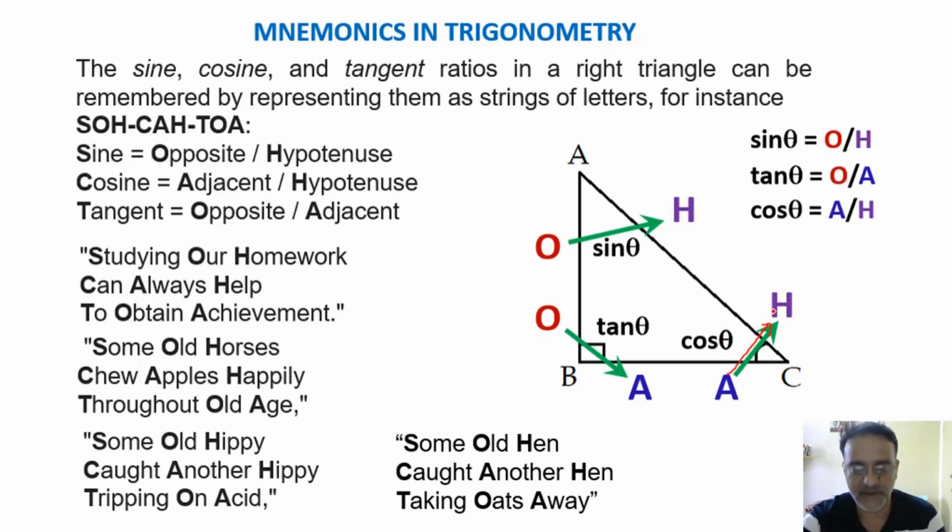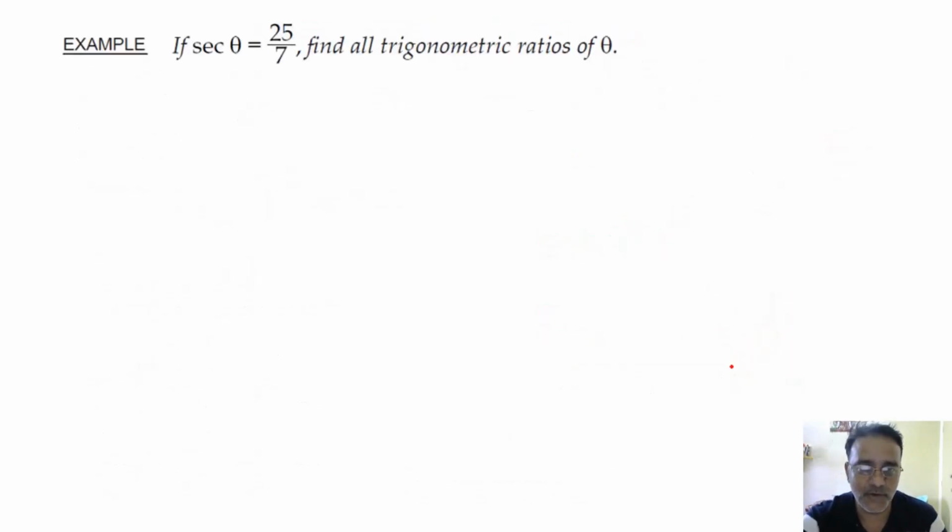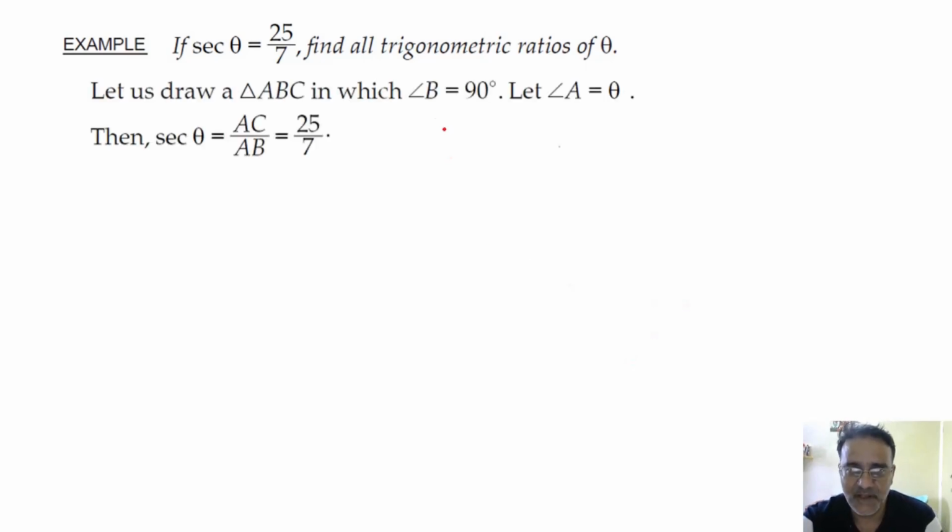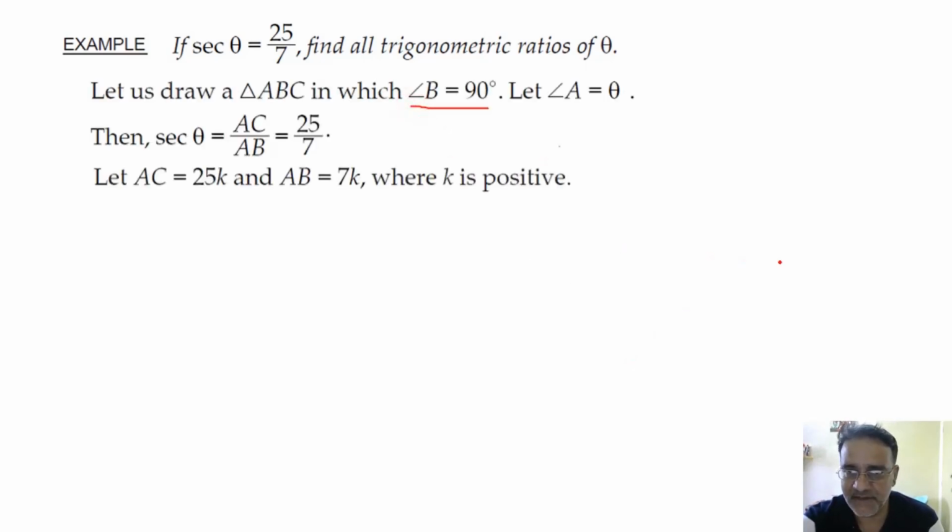No, sir. Okay, fine. So now let us see one question. If one trigonometric ratio is there, to find the other trigonometric ratios. So sec theta is equal to 25 by 7. So first we will draw one rough triangle ABC, a right triangle. And angle B is equal to 90 degrees.